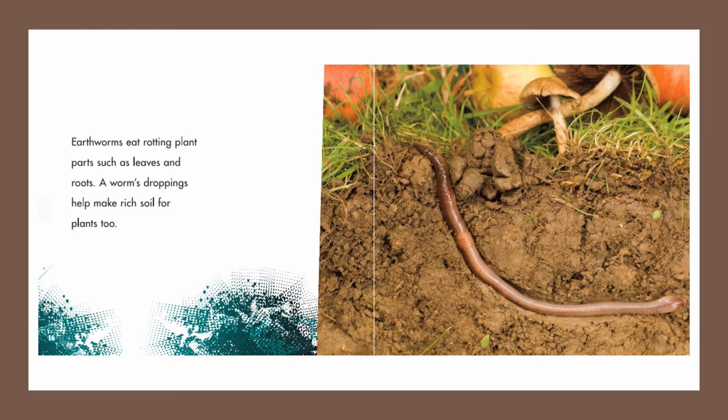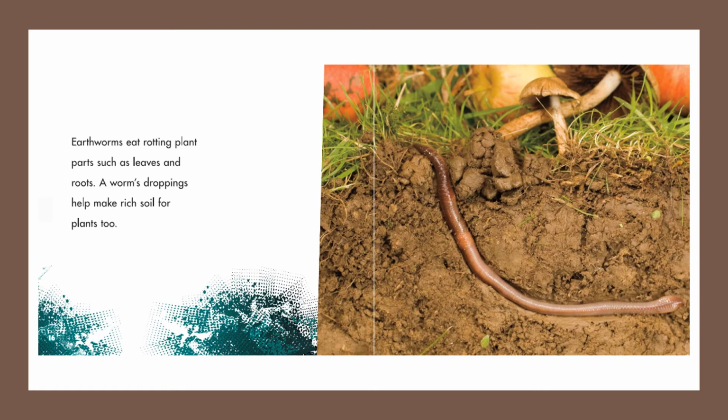Earthworms eat rotten plant parts such as leaves and roots. A worm's droppings help make rich soil for plants too. We know that an earthworm eats leaves and roots and probably every part of a rotten plant, and that an earthworm's droppings or its excretion helps make rich soil for new plants to grow.